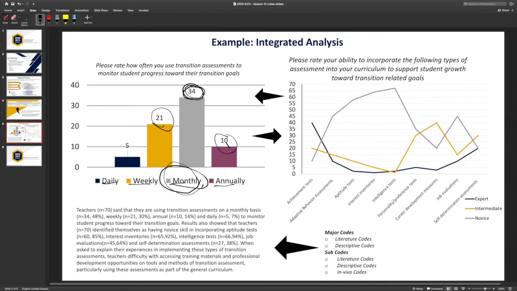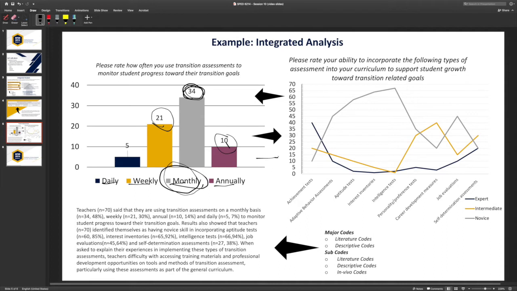So that tells us that transition assessments to monitor student progress towards their transition goals in this example is most often happening on a monthly basis. So we're saying, okay, transition assessment is happening on a monthly basis here. That's what, in this example, teachers have said.